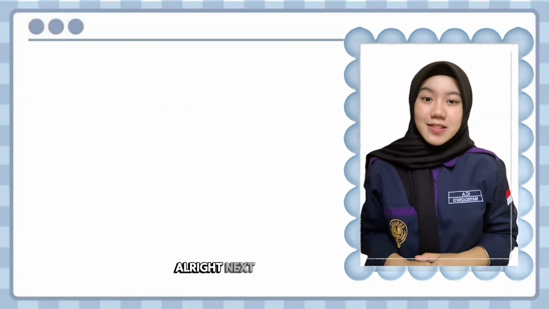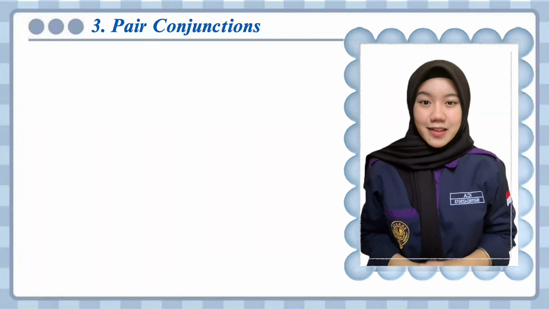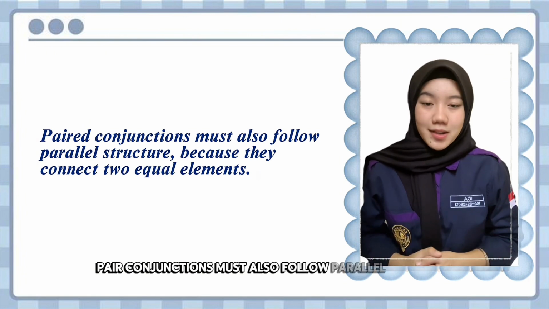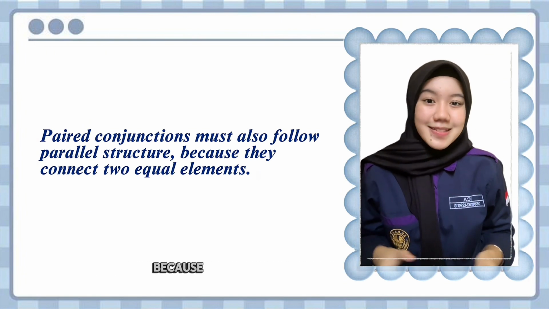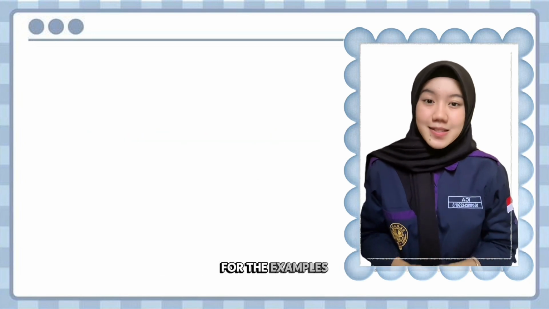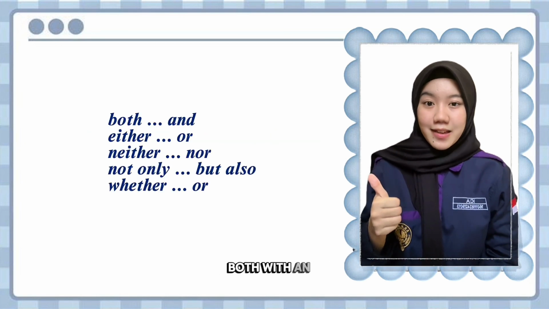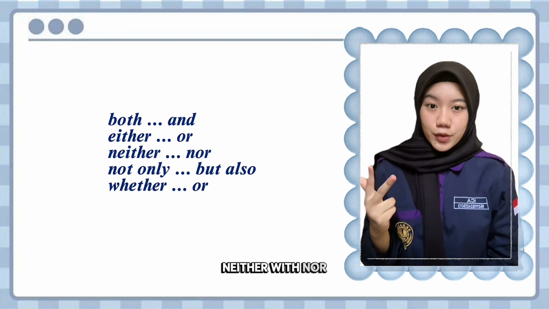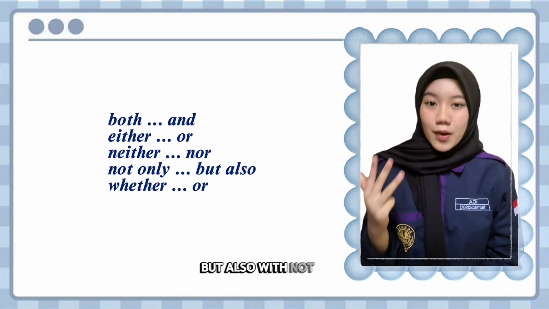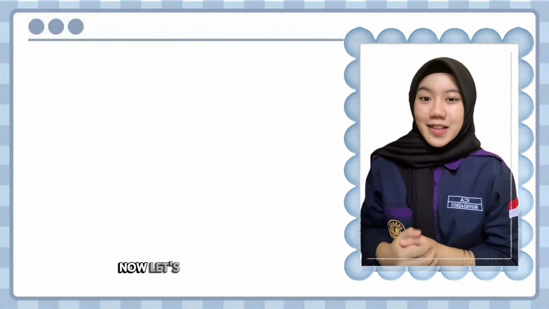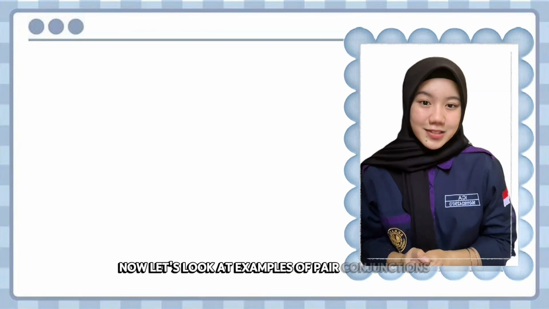Alright, next, paired conjunctions. Paired conjunctions must also follow parallel structure because they have two equal elements. For example, both with and, either with or, neither with nor, not only with but also, and whether with or. Now, let's look at examples of paired conjunctions.